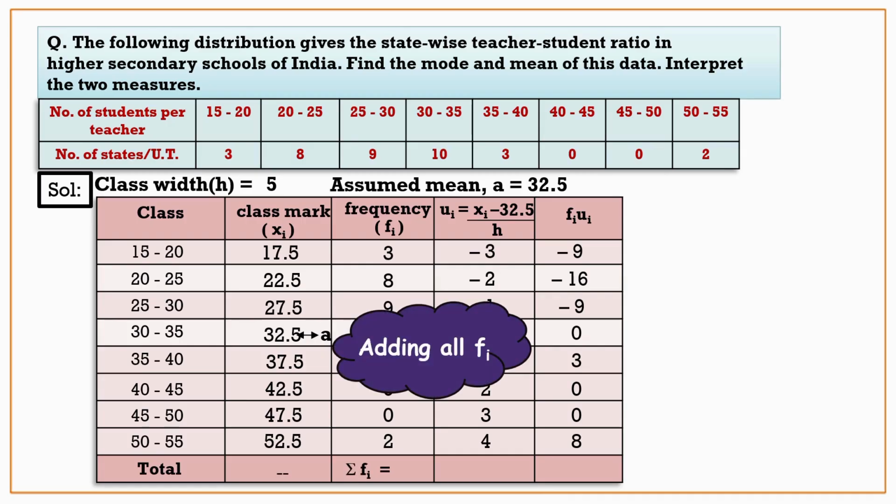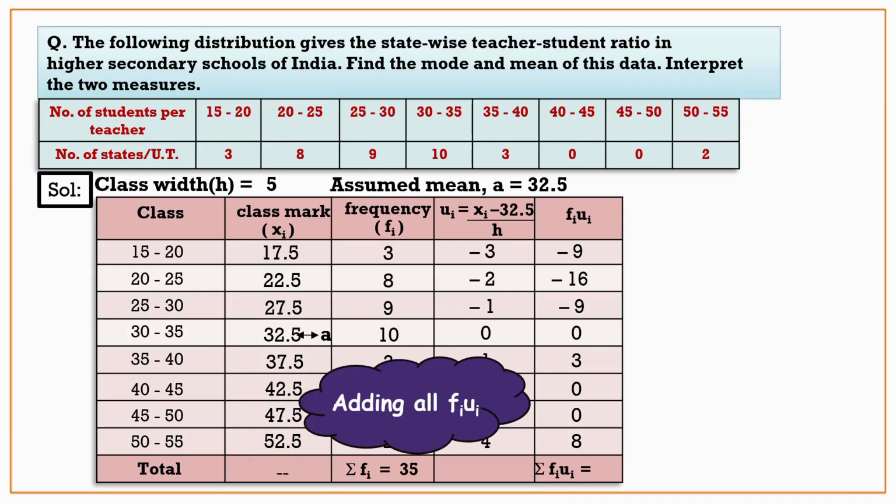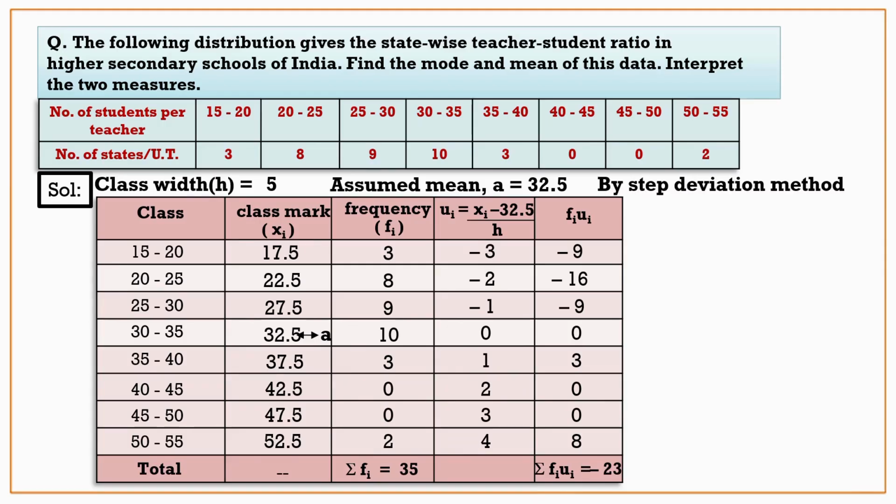And then finally we need to do the summation of fi and summation of fi ui. So summation of fi is adding all the fi values, and summation of fi ui is adding all the fi ui values. So by applying the step deviation method, the mean will be a plus summation of fi ui by summation of fi into h. So again I am telling, if you haven't watched the step deviation method in my previous video, please watch it first, then come to watch this mode video. Otherwise you will not be able to understand it, because here I am not going to explain the step deviation method again.